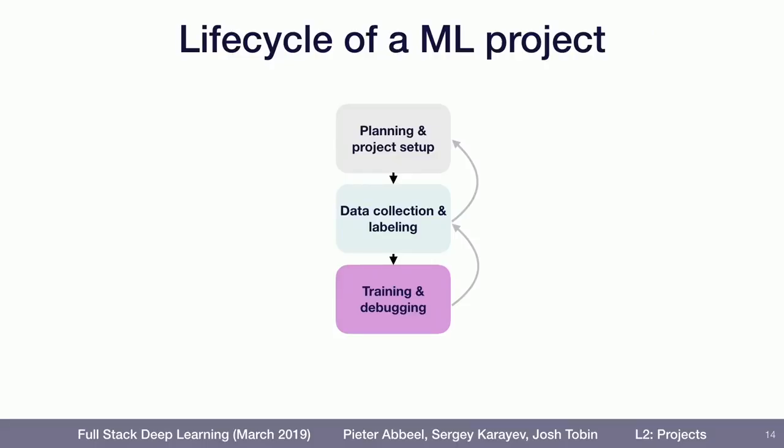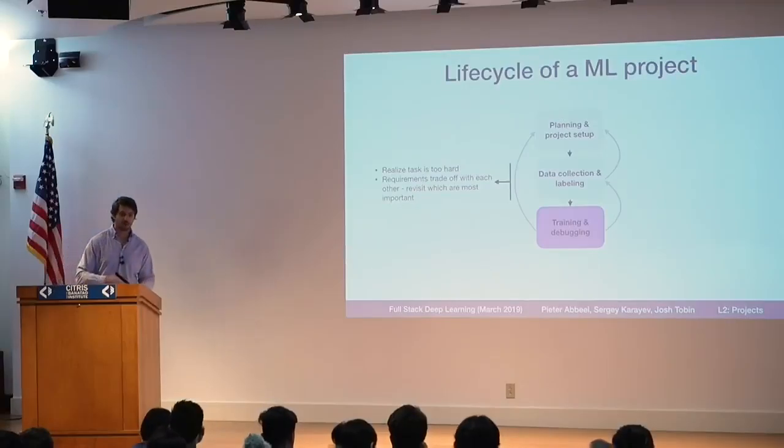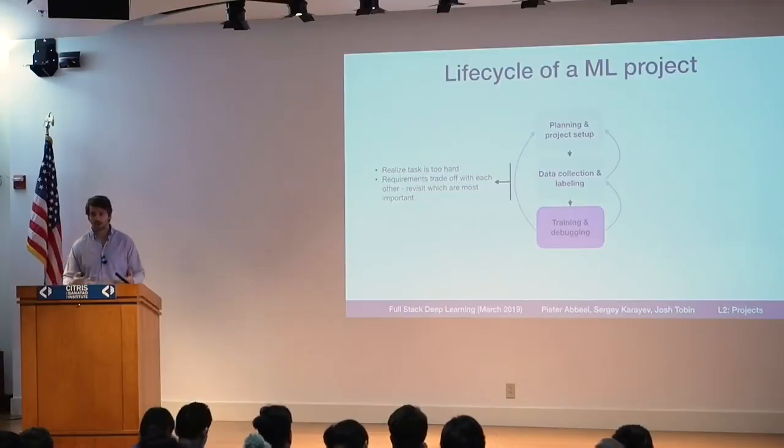And so the training phase can loop back to the other phases. So for example, we might realize that we're overfitting, and so we need to go back and collect more data, or that our labels are unreliable, and we might actually go all the way back to the planning phase. So we might realize that this task is just too hard. There's no way for us to meet our requirements, and so we need to actually figure out a different goal or a different way of approaching this problem.